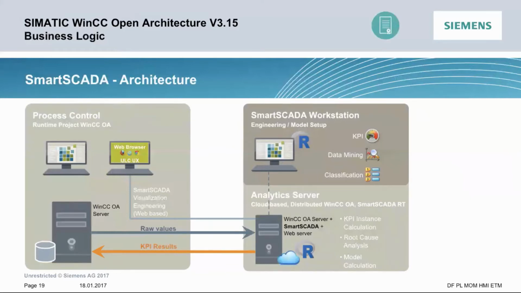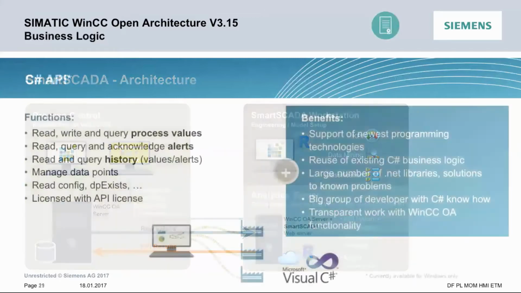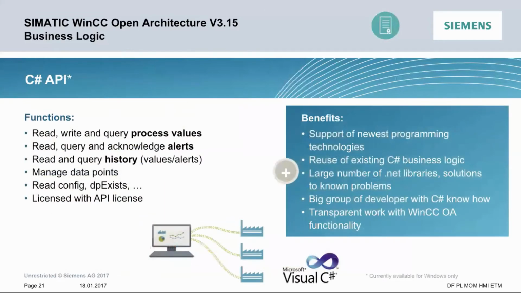Also, moving along with the business logic, the C# API. Please note, WinCC OA is platform independent. However, the published API for the C# functionality is currently only available for Windows environments. So the idea here is the functions are available for read-write query process values, acknowledging alerts, query history, manage data points, read configs, DP exists, and then also this is all licensed through the WinCC OA API license.